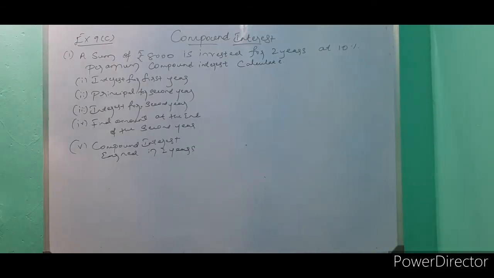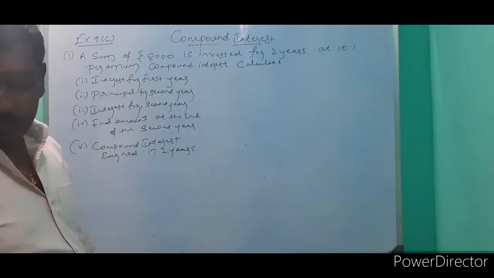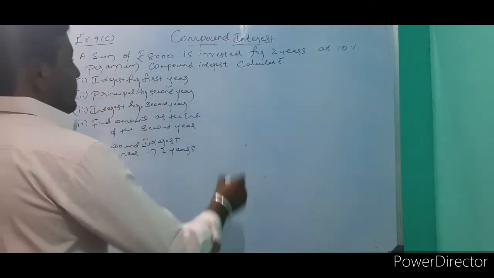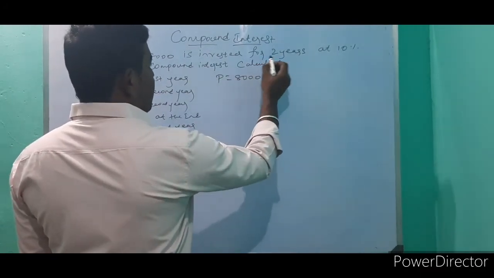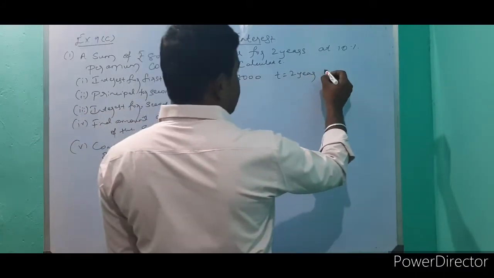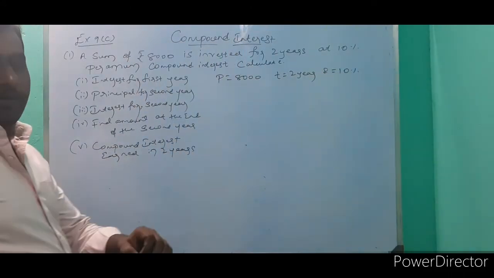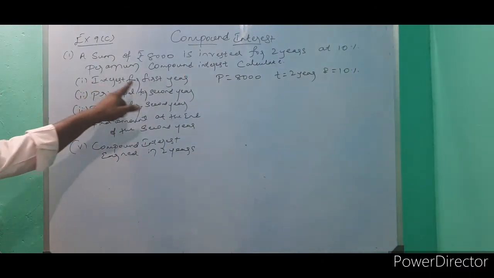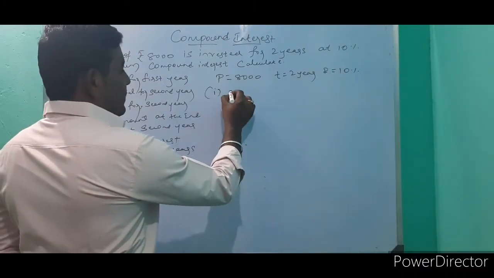Yes, the first problem I am considering in compound interest is in exercise 9C. The problem is like this: a sum of 8,000, that is P is equal to 8,000, time is 2 years, rate of interest is 10% per annum. Here you have to find the compound interest per year. Calculate interest for the first year. So first we have to find the interest for the first year.